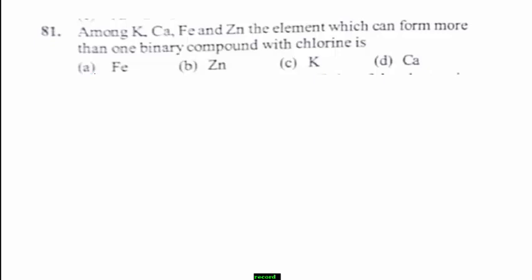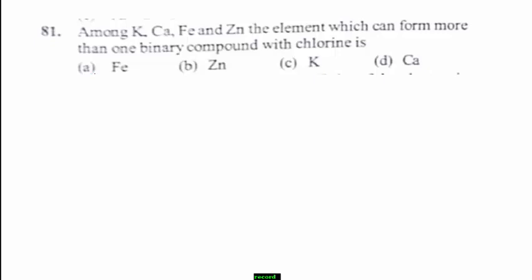Students, carefully observe the given question along with the options. Among potassium, calcium, iron and zinc, remember, iron can form more than one binary compound.